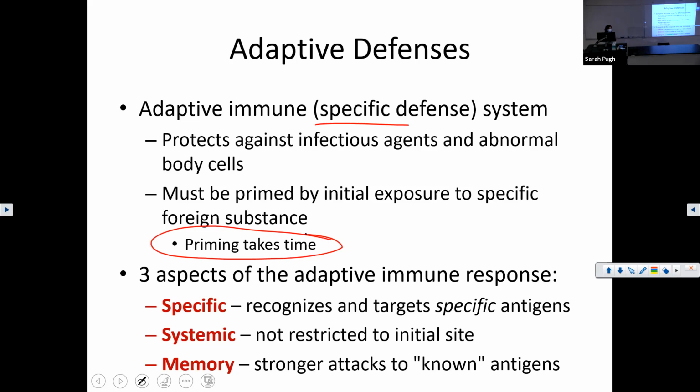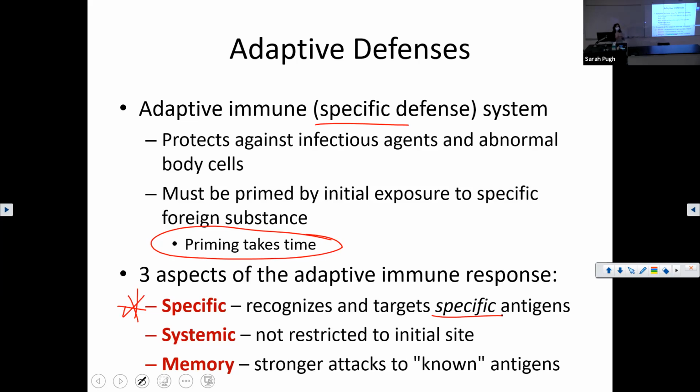Okay, so there are three aspects to our adaptive immune system. One is, and I know I've mentioned this multiple times, it is specific. It is targeting very particular foreign antigens. It is systemic. It is not restricted to the initial site of infection. Your B cells and T cells, your antibodies, they move throughout your entire body. So it's systemic. And then lastly is memory.